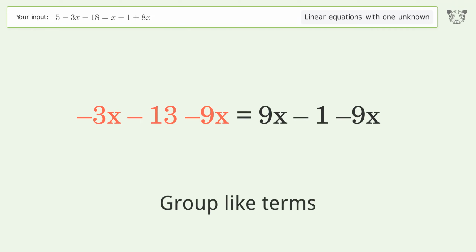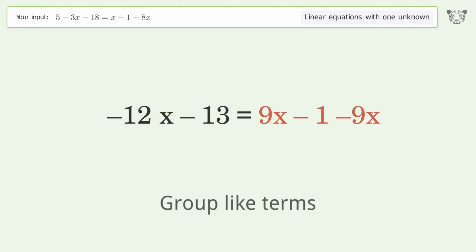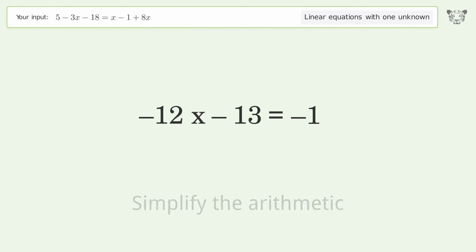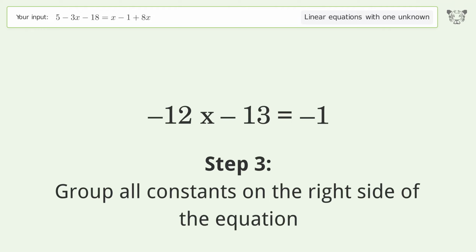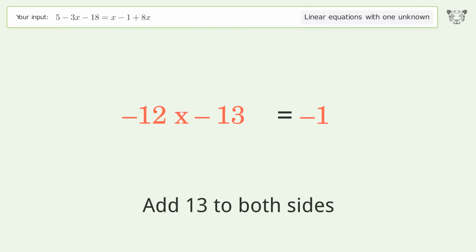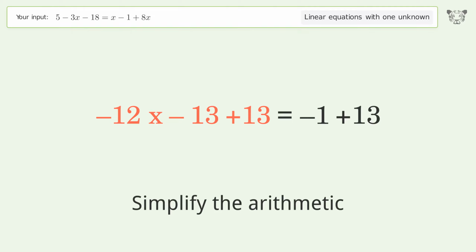Group like terms. Simplify the arithmetic. Group like terms. Simplify the arithmetic. Group all constants on the right side of the equation. Add 13 to both sides. Simplify the arithmetic.